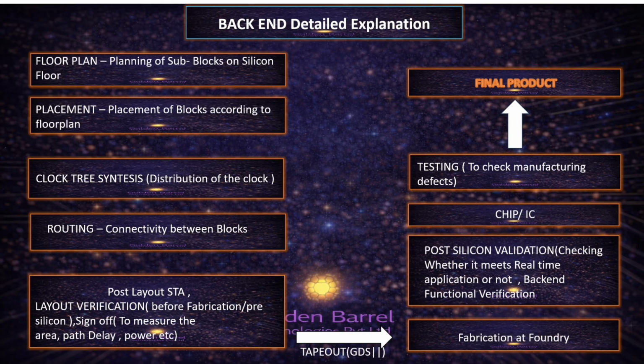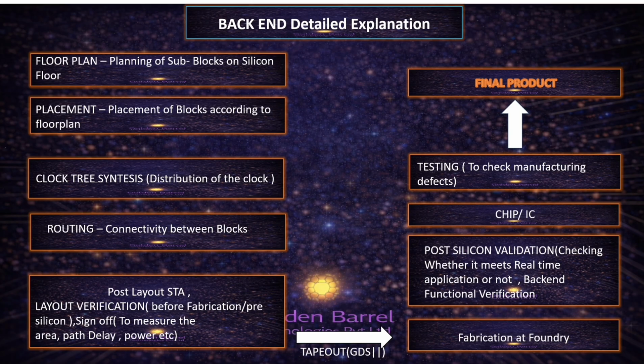For example, if there are blocks that need to communicate frequently, then it's good to keep them nearby. And if there are blocks that communicate with the external world, inputs and outputs, those blocks we need to keep at the periphery of the silicon floor in the chip. That kind of planning is called floor planning. Now placement. According to our plan, we need to place the blocks, that is called placement.